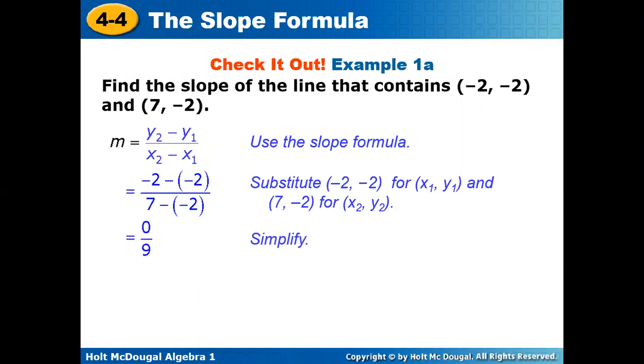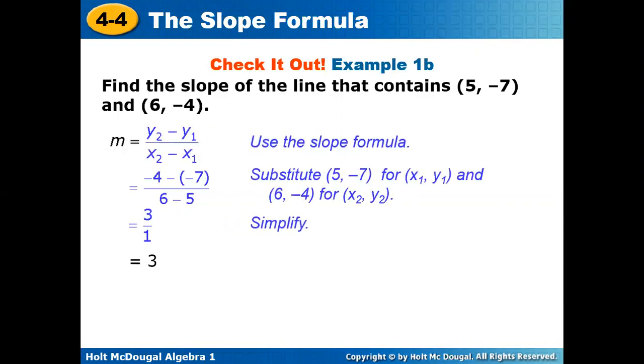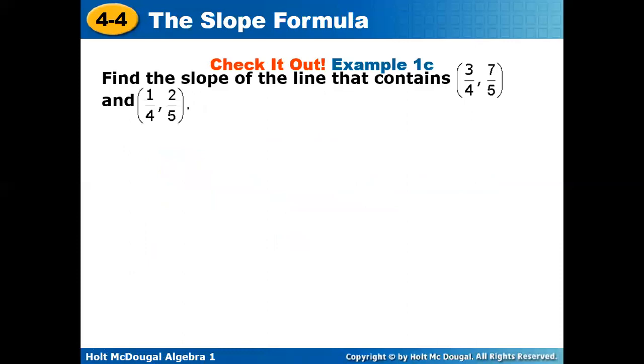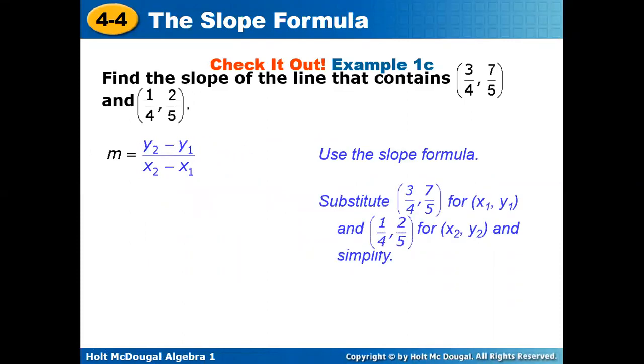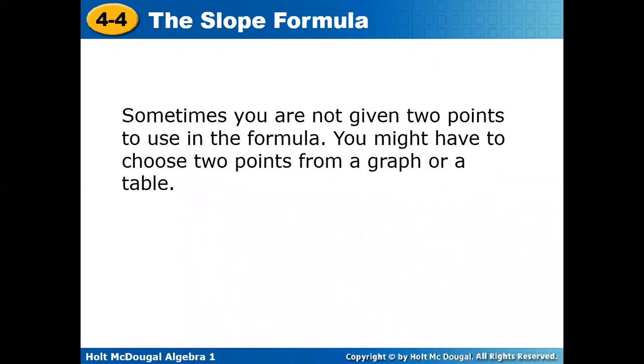It will be 0 over 9 and the answer is 0. And remember that when you divide 0 by any number except 0, it will be 0, okay? Also find the slope. You can check your answer. We have finished this in the school. Also, if you have fractions, you can use the same formula to find the slope.